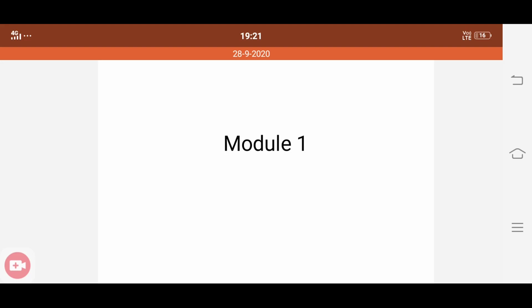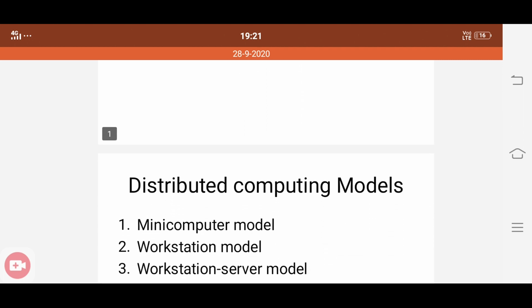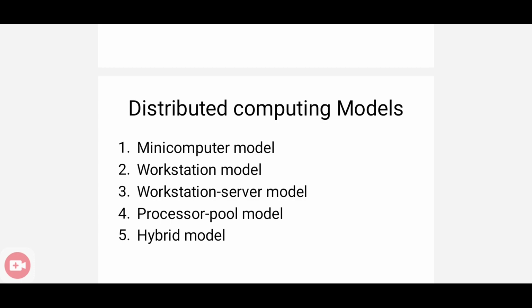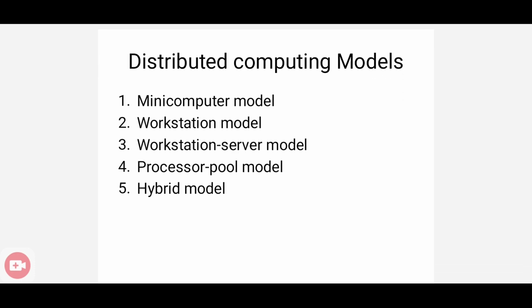Hi all, we had already discussed the introduction part of the distributed system. So we can discuss in this video the later portion of module 1, distributed computing models. What are the types of computing models that are used in a distributed system? Actually, there are 5 main types of computing models: mini computer model, workstation model, workstation server model, processor pool model, and hybrid model.